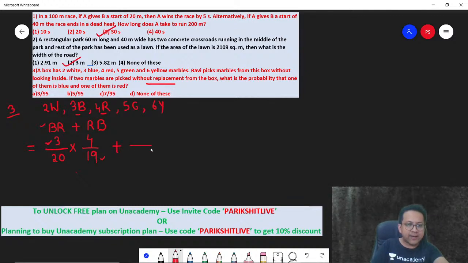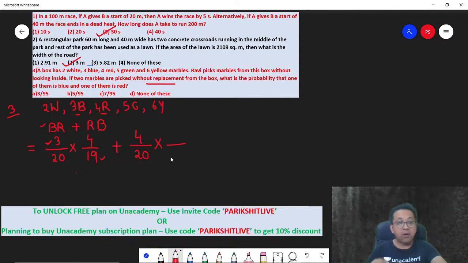Or red and blue, so same logic. How many total marbles? 20. How many red are there? 4 red. And now blue. How many blue? Remember, without replacement, so you're not keeping it back. Hence, the total number of marbles has decreased by 1. It is 19. And the number of blue marbles is 3.